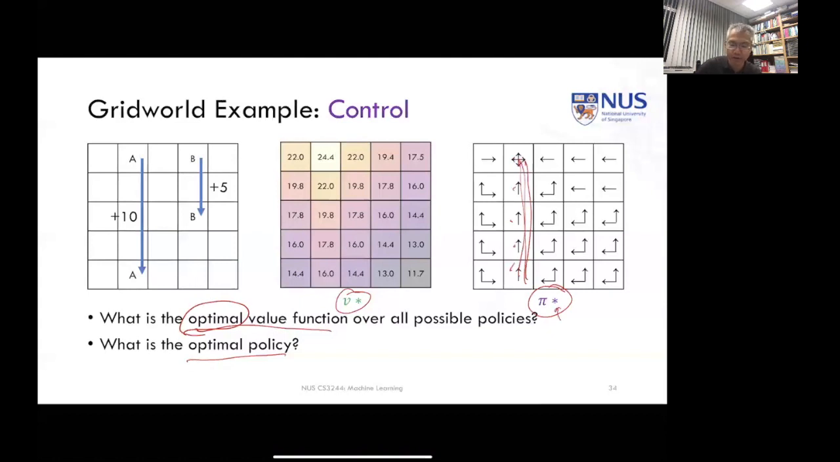Okay, so that's the whole idea behind the relationship between prediction and control, where we'll say that prediction facilitates control because prediction allows us to evaluate how good a policy is for the state space.